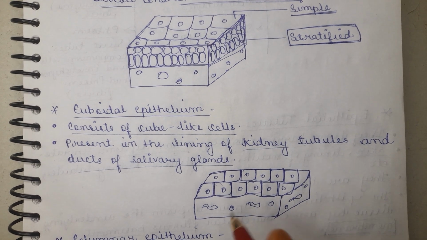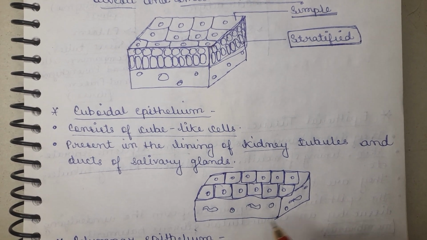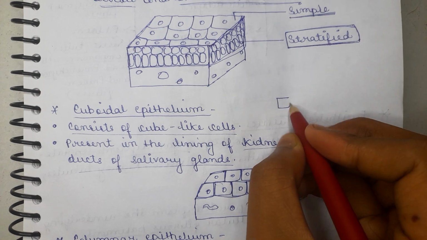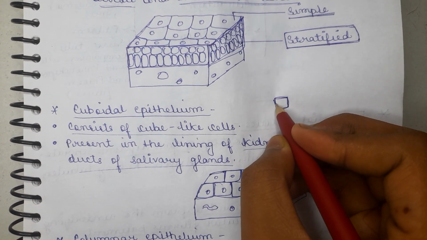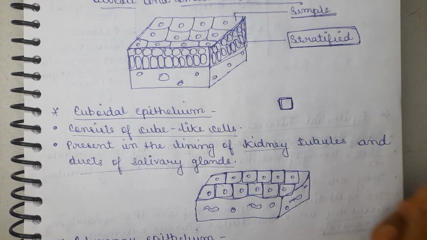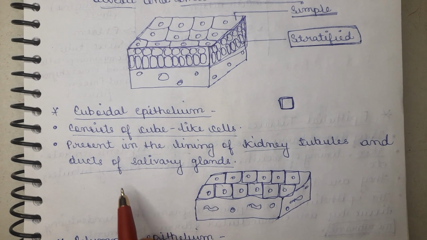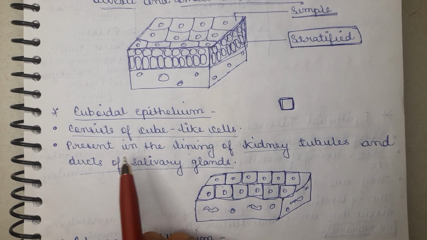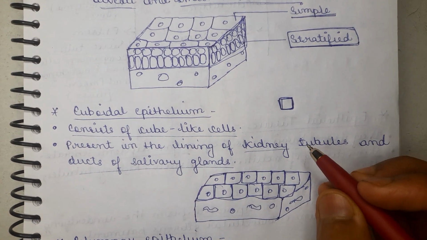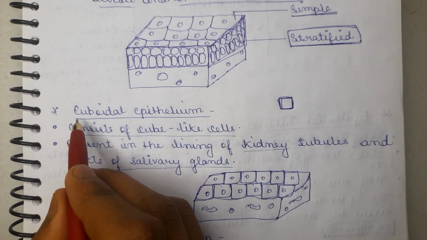Now if you look at the diagram of this, the cells are basically in the shape of a cube, and some special cuboidal cells form the surface of secretory glands and gland cells. This was about the cuboidal.